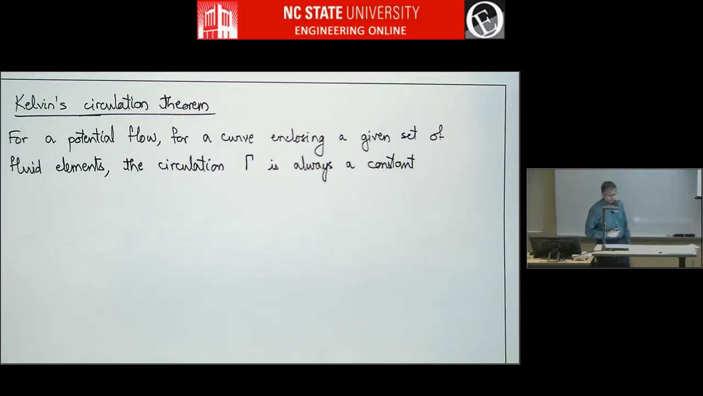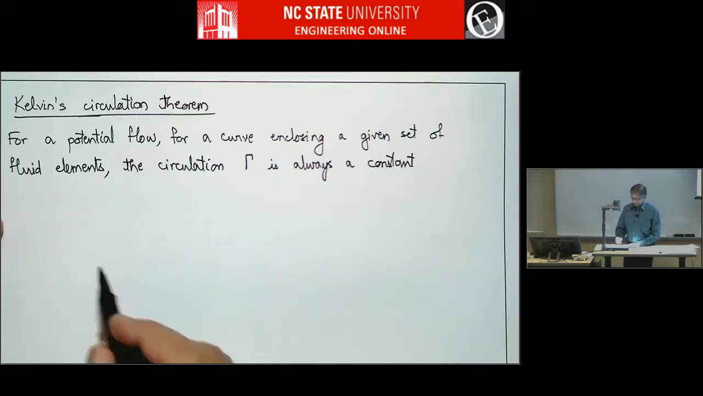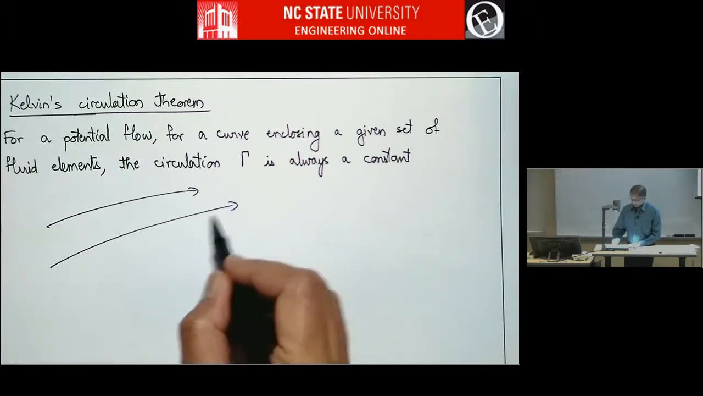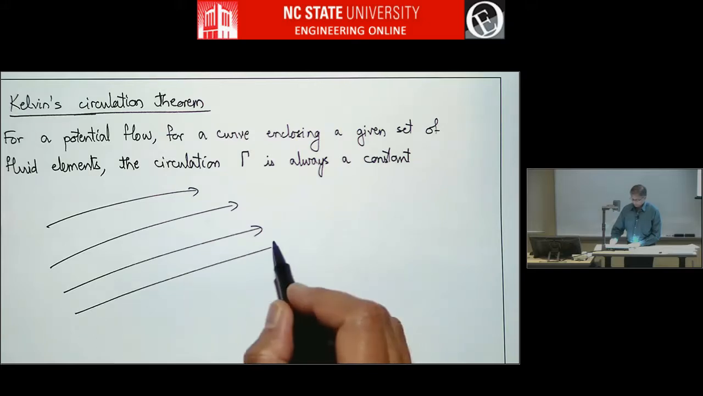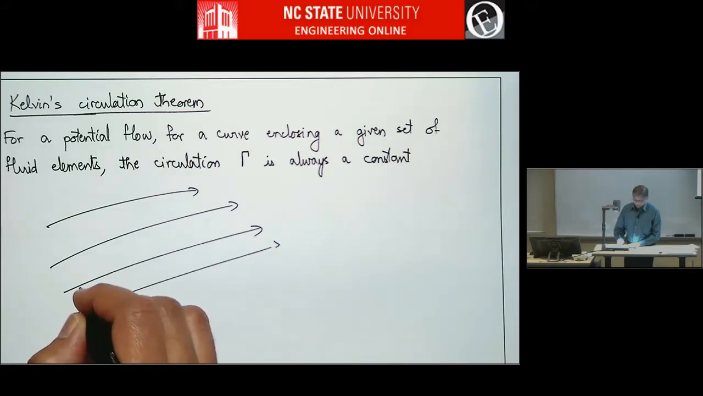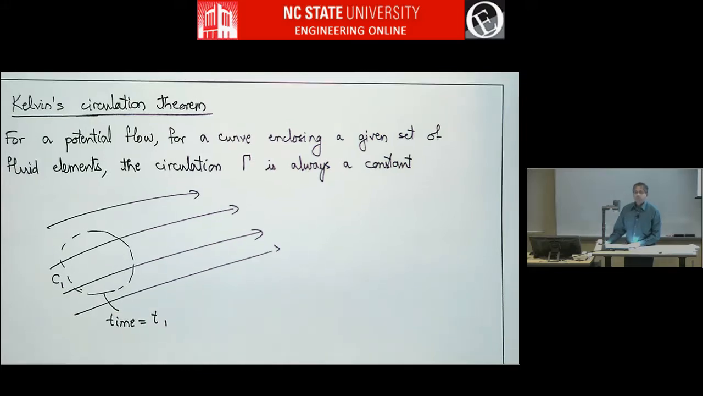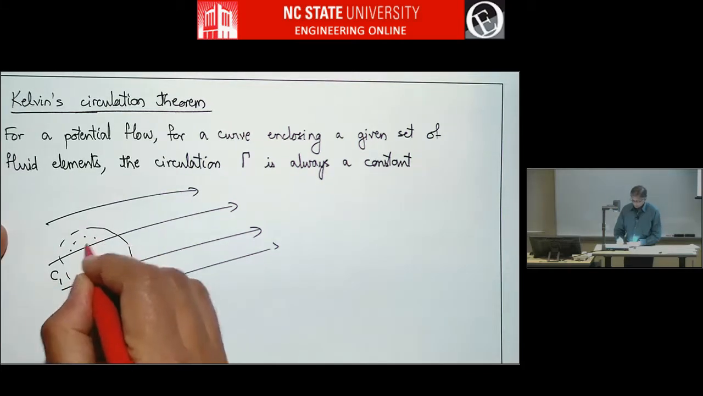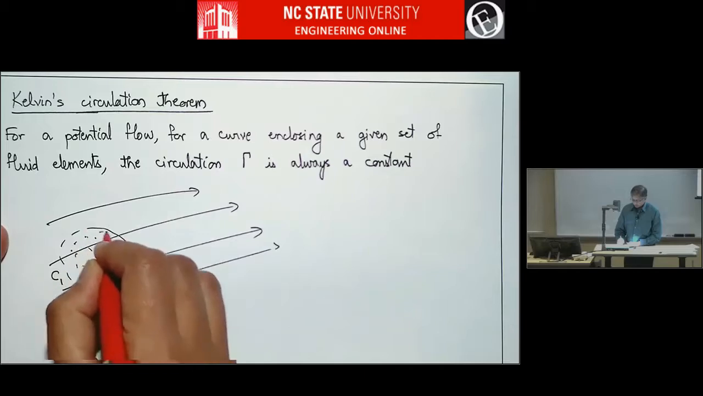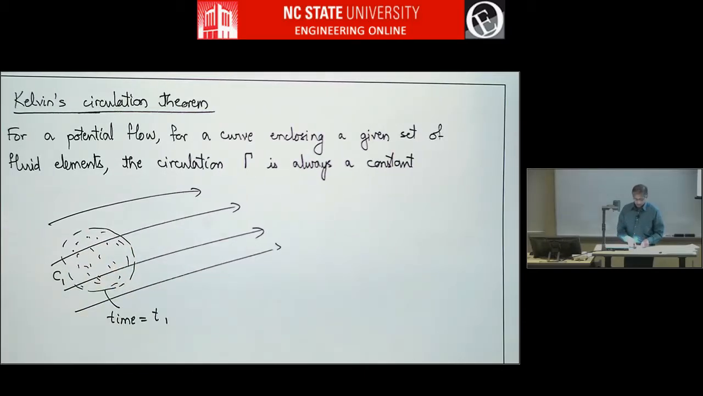so this says that if you have a certain set of fluid elements, so let's say there is a flow like this, right? So, at time equals t1, let's take a contour, and let's call this contour c1. And let's say these are a bunch of fluid particles. And let's say you calculate circulation for this, integral v dot dl.